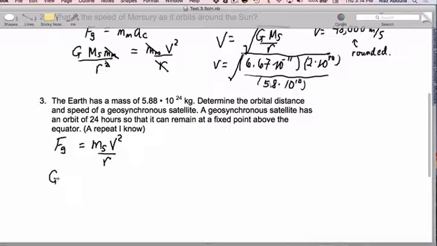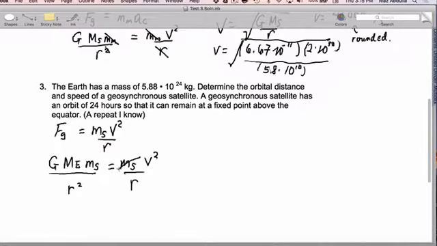So that's going to be G times the mass of the Earth times the mass of the satellite divided by the distance squared equals mass of the satellite times V squared divided by R. And one thing is, one of the masses of the satellite cancels, one of the R's cancels. Now we get a problem. We don't have V directly. That's what we're solving for.